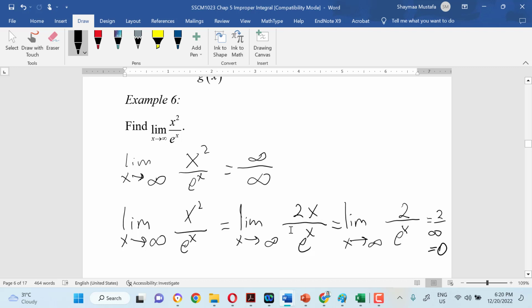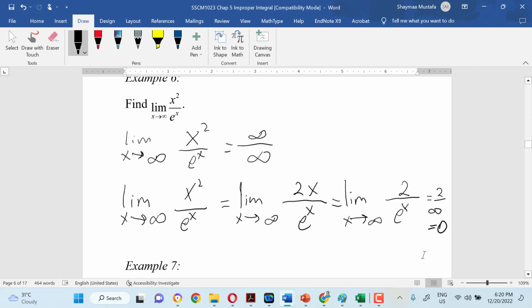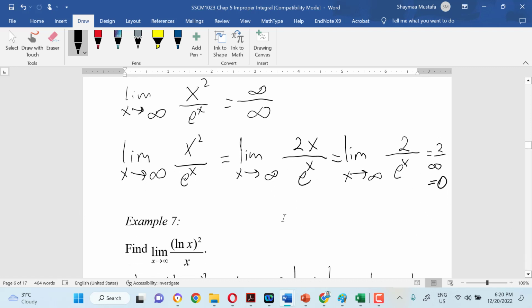I will differentiate the numerator and the denominator. The derivative of 2x is 2, and the derivative of e^x is e^x. Now when I substitute directly, I have 2 over e to the infinity, which is 2 over infinity. Any number over infinity is almost 0. So the limit equals 0.